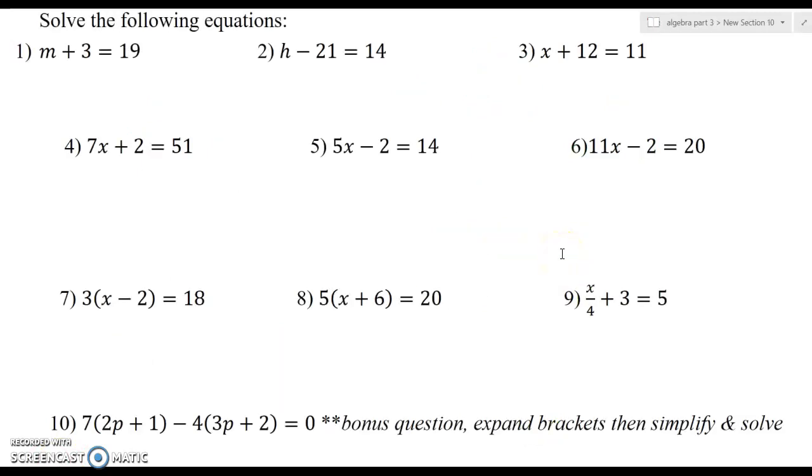Last but not least, I am not working out these questions right now. I'll make a separate video for this. But you can pause the video, take a screenshot, or write down the questions and try it on your own. Right? Really try it. It will be very good for your practice on solving equations.